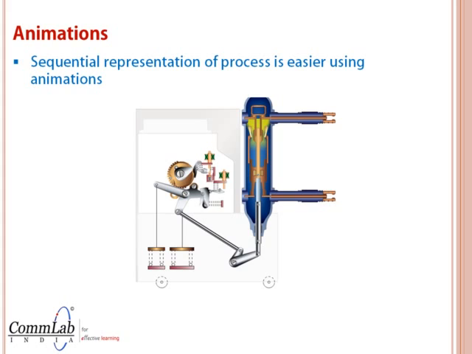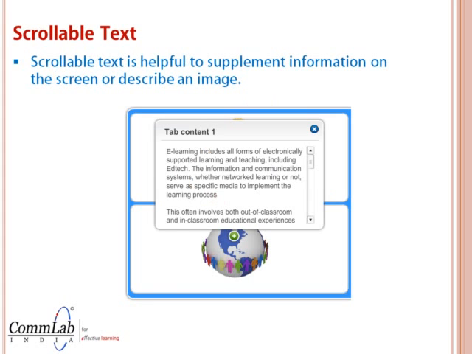When using animations is not possible, you could use a still image, and include a scrollable text at the bottom, to explain the different stages. This ensures learners are not hurried and can take their own time to comprehend the subject matter according to their pace.